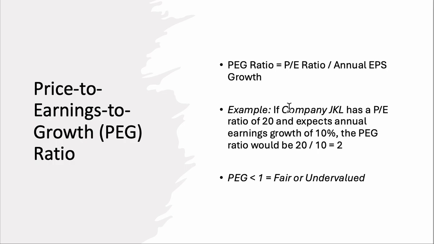For example, if company JKL has a PE ratio of 20 and expects annual earning growth of 10%, the PEG ratio would be 20 upon 10, that is 2. A PEG ratio of 2 suggests that the stock may be overvalued relative to its growth potential. A PEG ratio below 1 is considered attractive because it indicates that the stock is fairly priced or may even be undervalued.